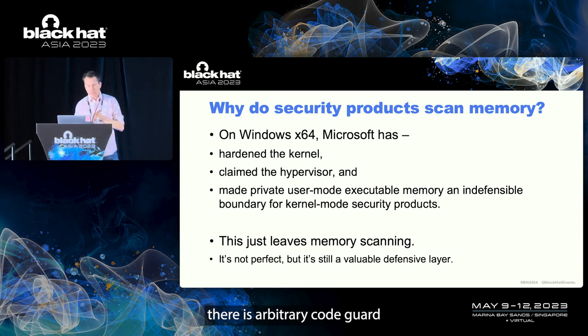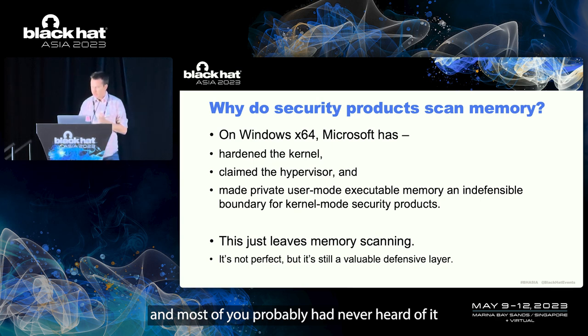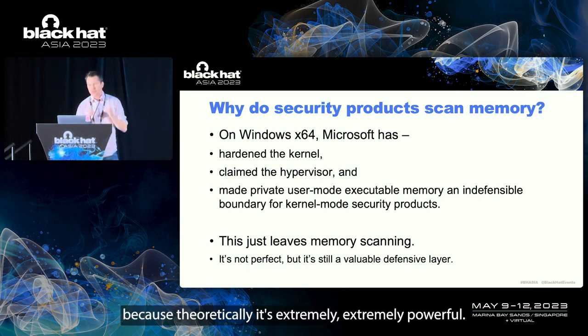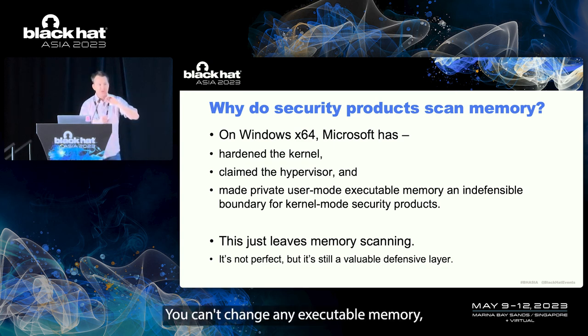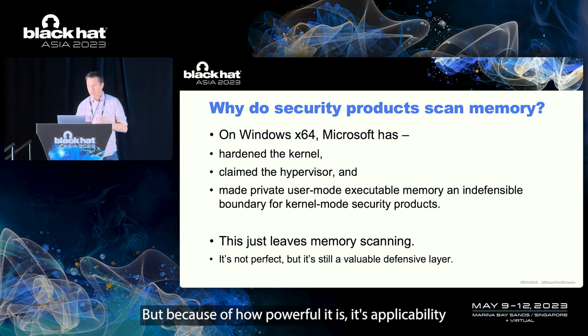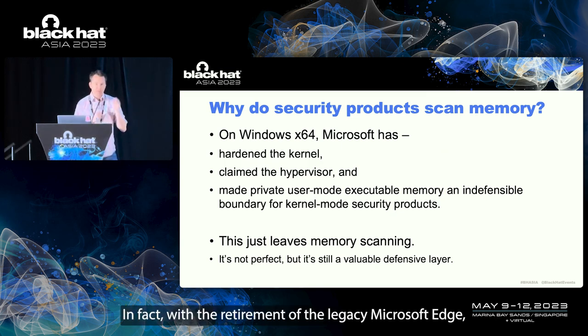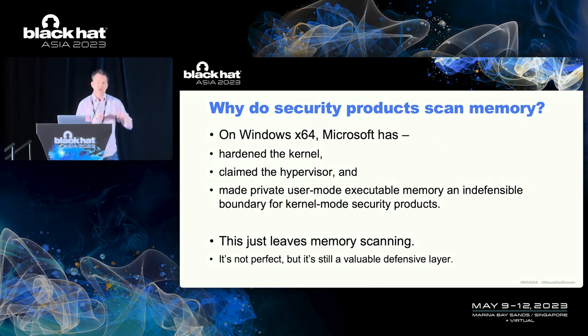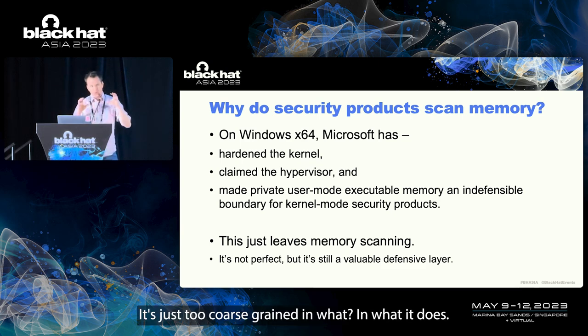So there is arbitrary code guard, and I got really excited when that feature came out, and most of you probably never heard of it, because theoretically it's extremely, extremely powerful. You turn on arbitrary code guard for a process, you can't change any executable memory, you can't load any new private memory. But because of how powerful it is, its applicability is so limited that no one uses it in practice. In fact, with the retirement of the legacy Microsoft Edge, I'm not aware of anyone who uses arbitrary code guard. It's just too coarse-grained in what it does.